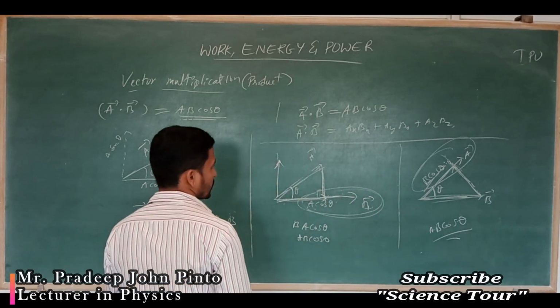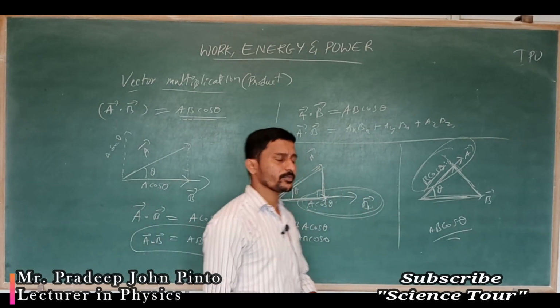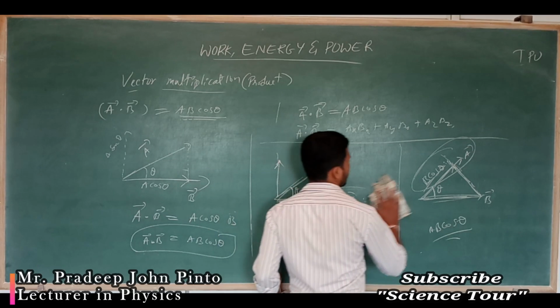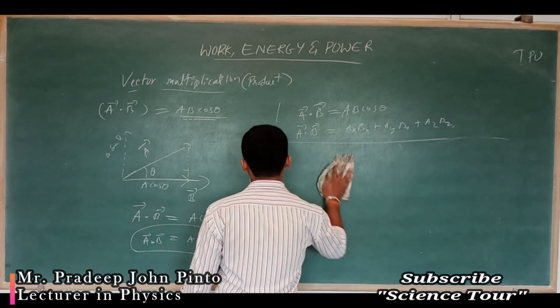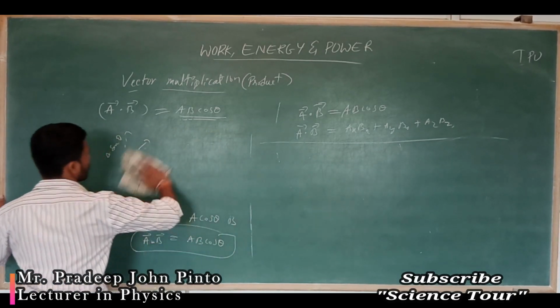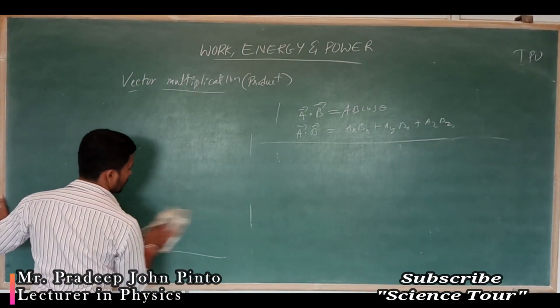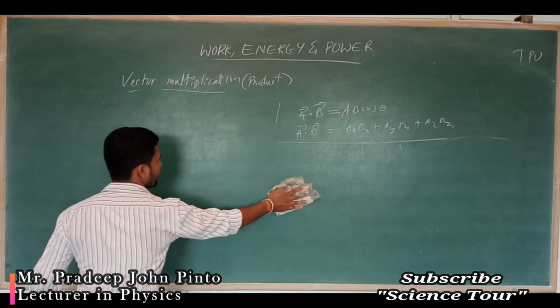So this is what the dot product is. That is nothing but the projection of one vector over the other. Projection of one vector over the other. Now based on that we are going to define work.